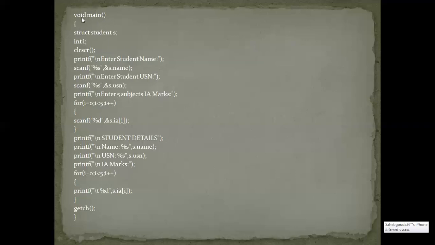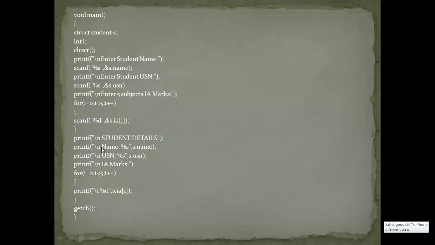Before the main, I am supposed to have the header file, include stdio.h. So struct student s, this is a variable which I'm going to use. That is why I have declared it here. Enter student name. I'm using the scanf statement for reading the name. This is a dot operator. Enter student USN. I'm going to read the USN of the student. Enter 5 subject IA marks. Because I need to enter the 5 subject IA marks, I am going to use the for loop. I is equal to 0, I less than 5, I plus plus. So it is going to read the ampersand s dot IA of I. It means that it is going to read the 5 subject IA marks.